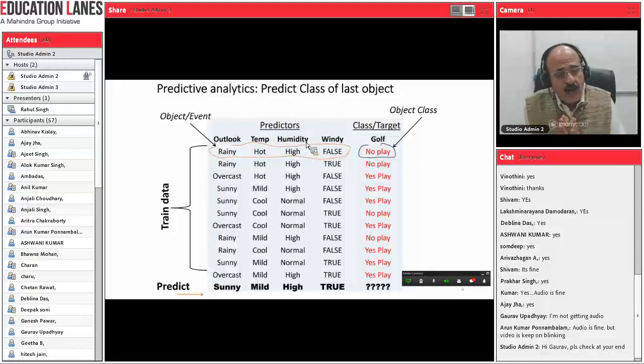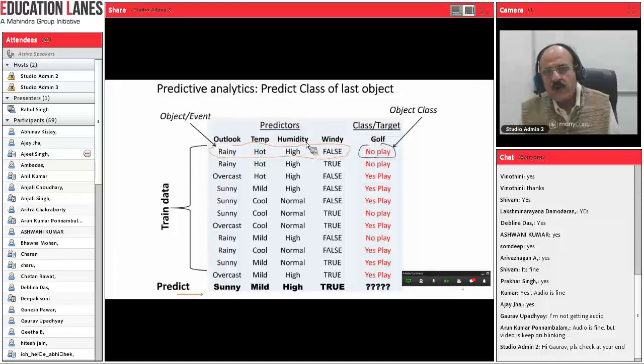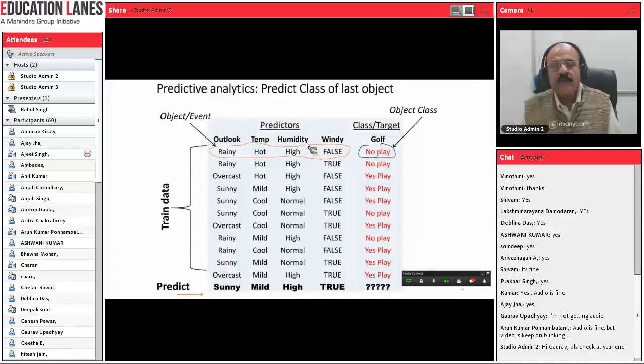Now for certain conditions in the past, I have the data. Given these weather conditions, golf was played. And given these weather conditions, golf was not played. For other weather conditions, I do not know. So I want to make a prediction. This is the weather condition, and please tell me whether golf would be played or not played.